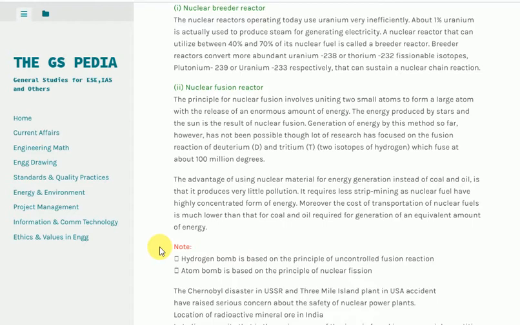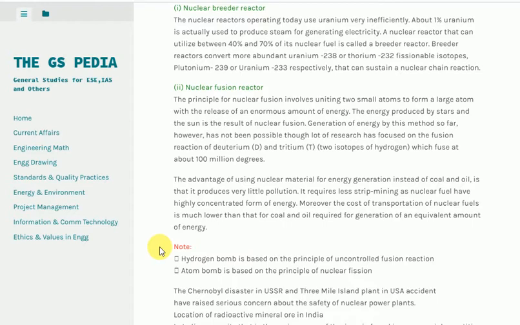Breeder reactors convert more abundant uranium-238 or thorium-232 into fissionable isotopes, plutonium-239 or uranium-233 respectively, that can sustain a nuclear chain reaction.